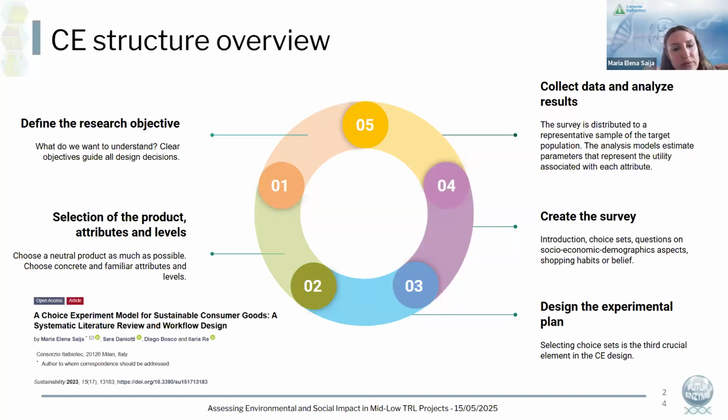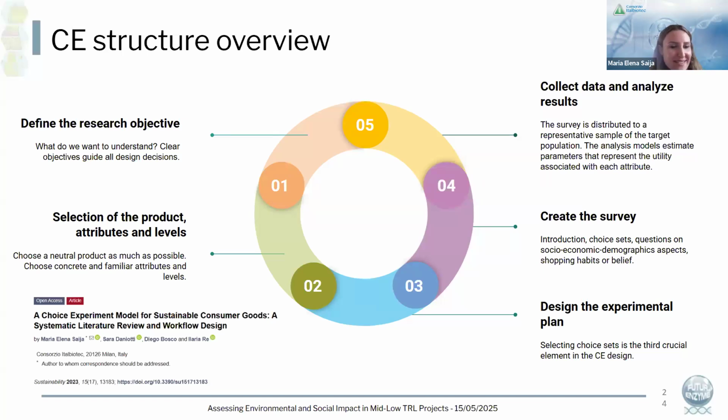Linked to this, we have also the choice of the number of choice sets, which is the third crucial element in the choice experiment design, to reduce the potential bias related to the decrease of interest and commitment. And considering the study evidence, 8, 9 choice sets are to be considered okay for a low risk bias.